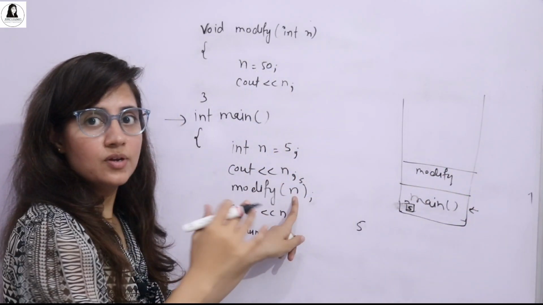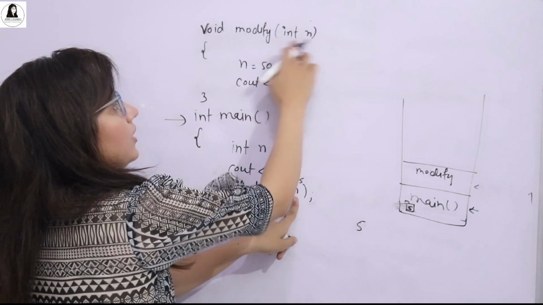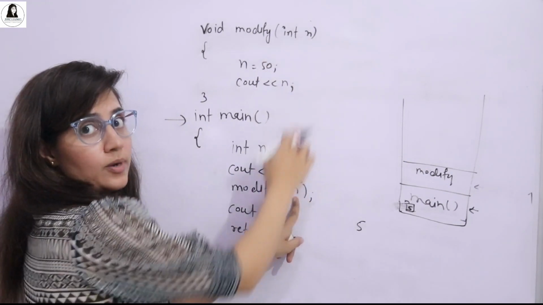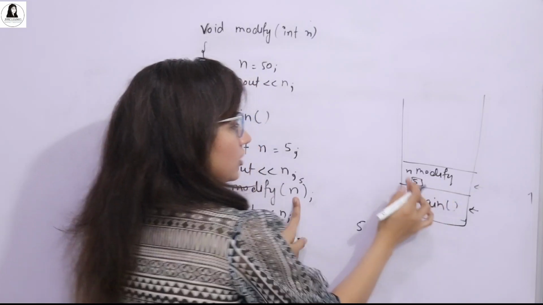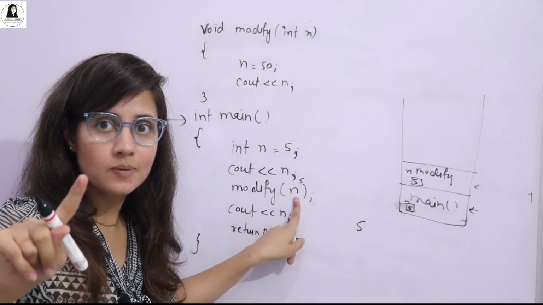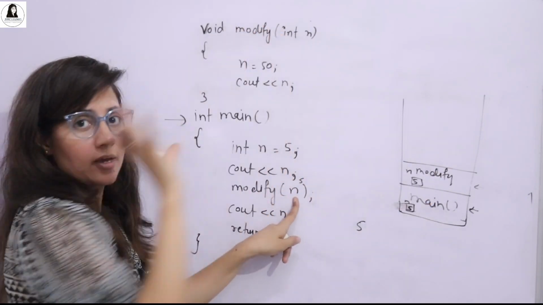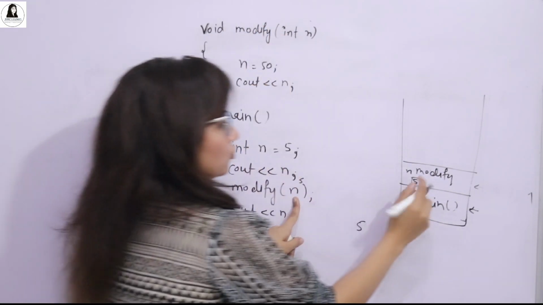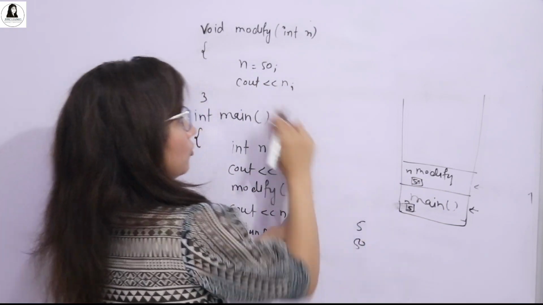Now another stack frame is pushed into this stack. Now the active frame is modify, right? Now here we have a parameter. This is the argument, this is the parameter. So here we have again n which has 5. This n and n are both different variables, right? This is local to main and this n is local to modify. Now n is 50. So here we have n is 50, and it will print 50.